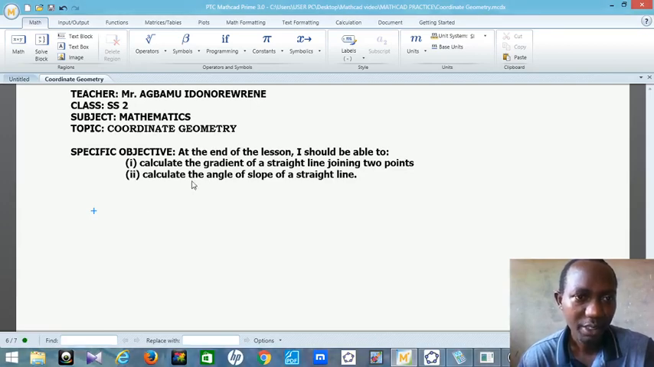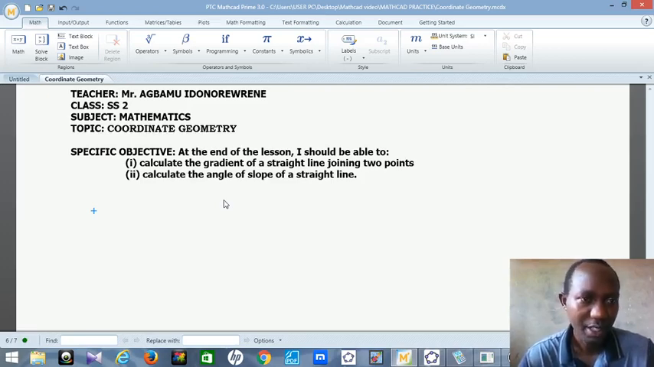But in this topic, coordinate geometry, all you need is to have 2 points on a straight line. Then with the 2 points you can get the gradient or the slope of that line, or you can be asked to find the angle of the slope, which is the same thing as angle of the gradient. That is all we shall do in today's class. But the simplest way to understand what a gradient is, is to follow the simple definition.